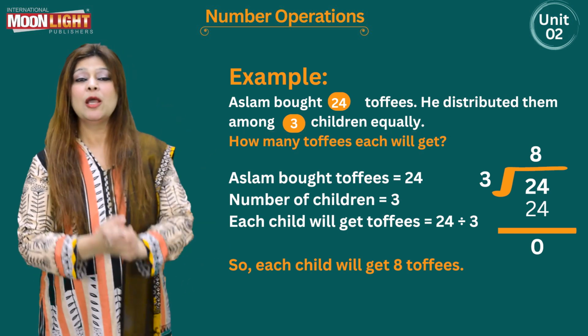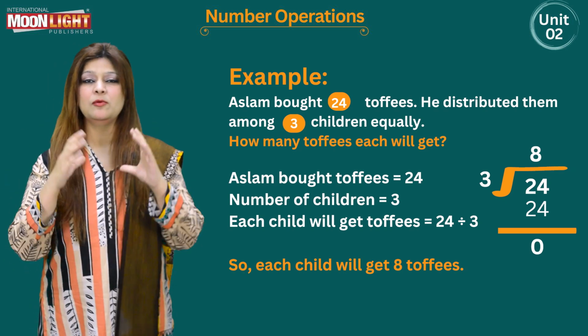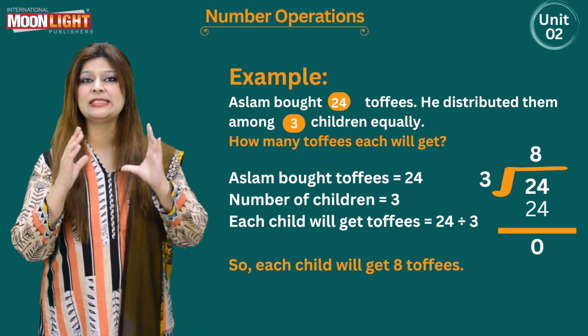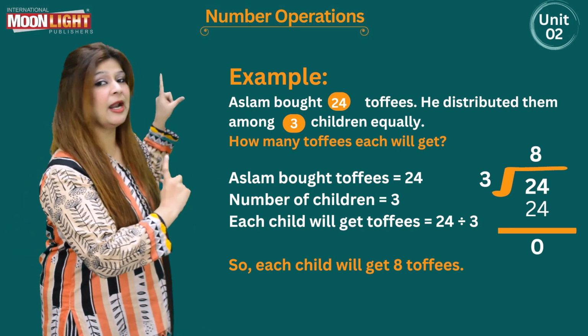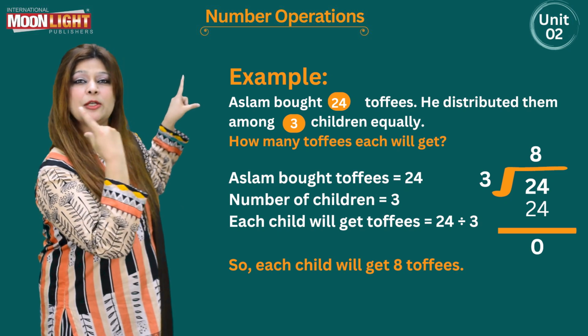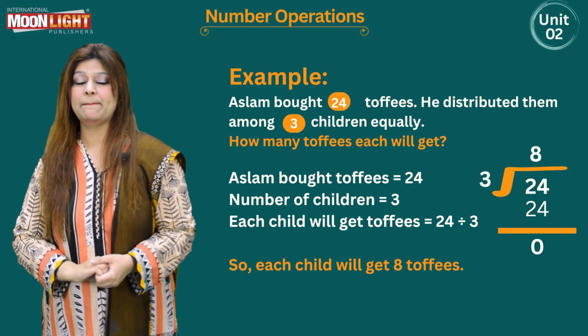Now, my dear students, what we need to do according to the word CUBERS. The word CUBERS is going to tell you: circle the numbers. So you need to circle the numbers. Hurry up and find out the numbers. The numbers are 24 and the number 3. Okay, just circle them.